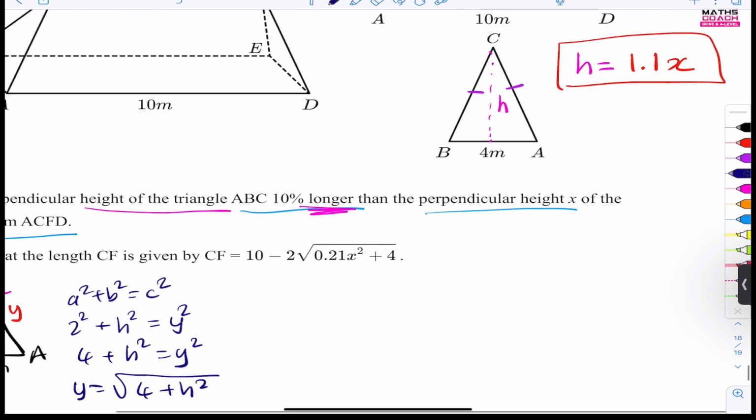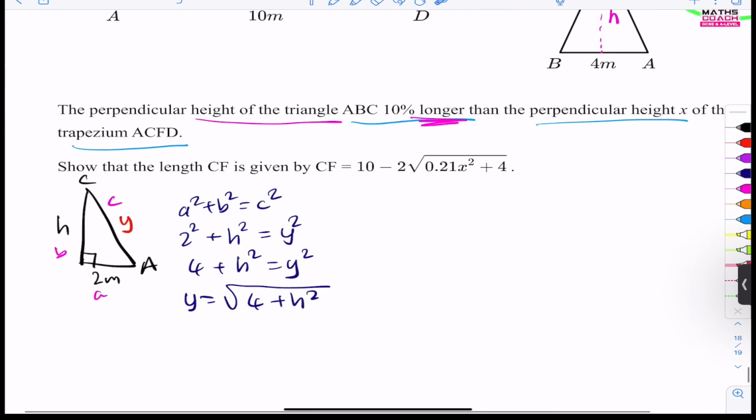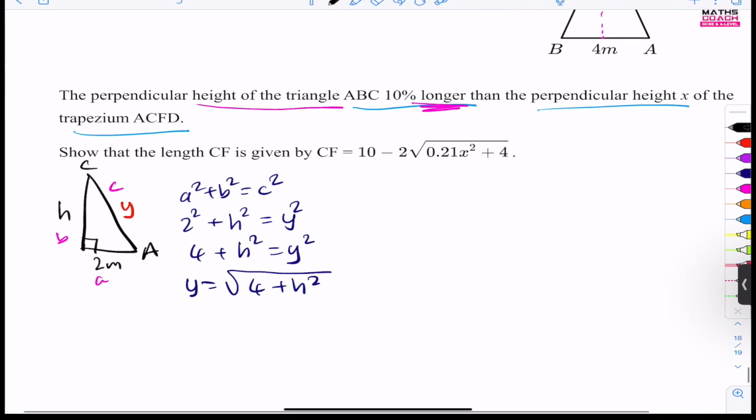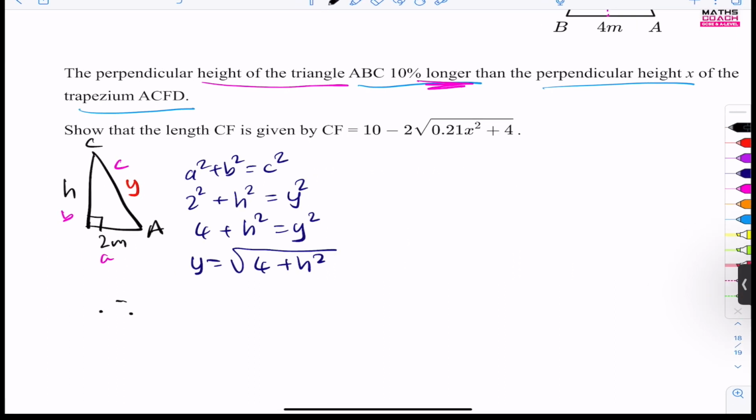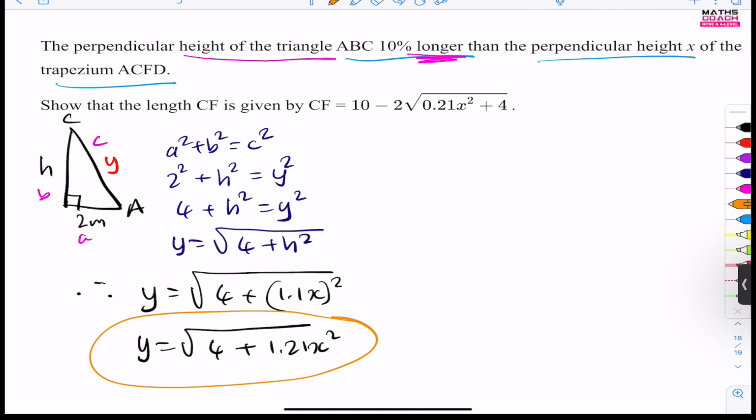Now earlier on, we had what h is. h is 1.1x. So we can replace this with 1.1x. Therefore, y is equal to the square root of 4 plus (1.1x) squared. And we can also work this out. So this is going to be 4 plus, 1.1 squared is 1.21, so 1.21x squared. So this here, we are going to leave it for now.